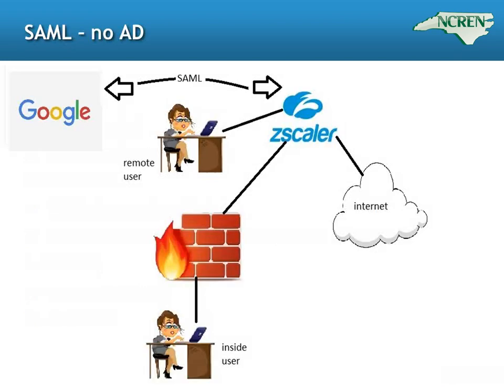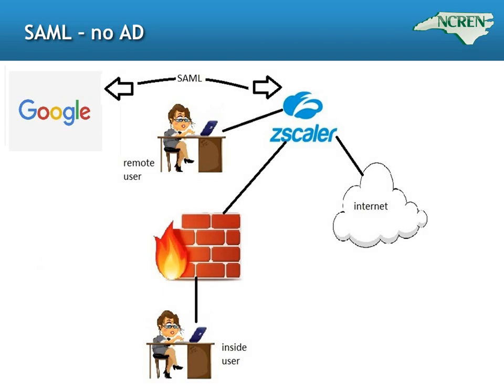Conceptually, this is what the data flow would look like with SAML. Whether our user is inside the network or remote, they would have to go through Zscaler to get to the internet. And before they're allowed to go to the internet, Zscaler would check with Google. The user would have to authenticate with Google before being allowed through Zscaler.